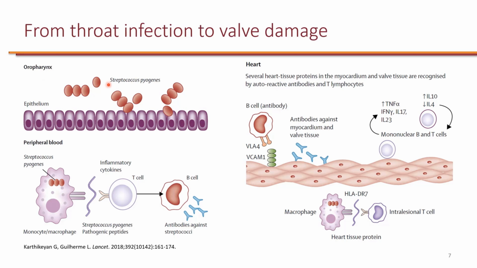When pharyngitis is due to Streptococcus pyogenes, because viruses can also cause pharyngitis, Streptococcus pyogenes can penetrate the epithelial cells in the throat. And if they find their way into the blood, that's when the immune system will be activated.